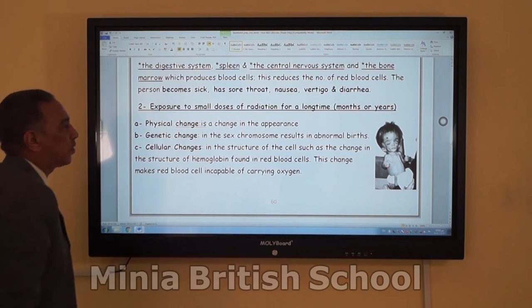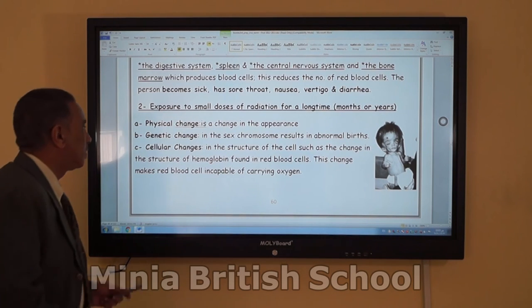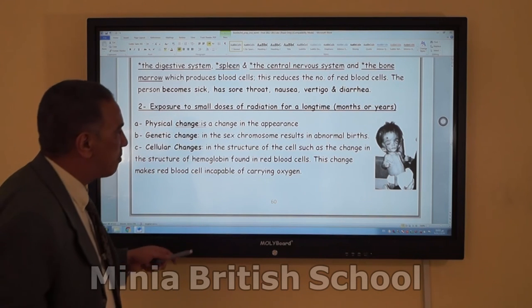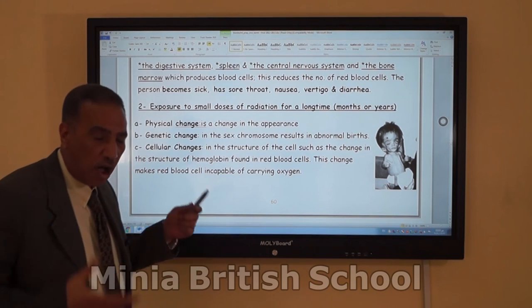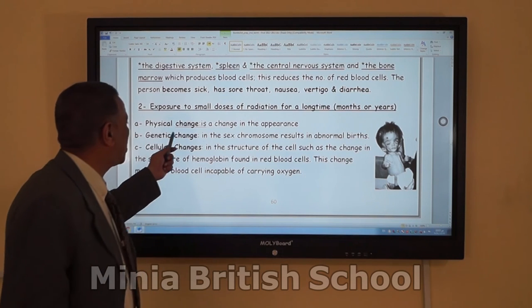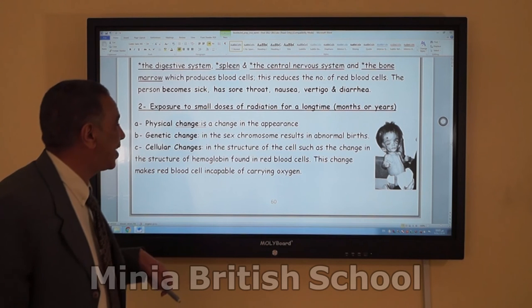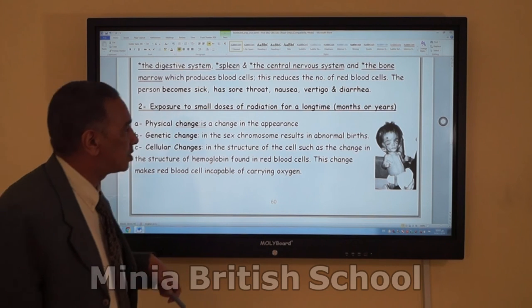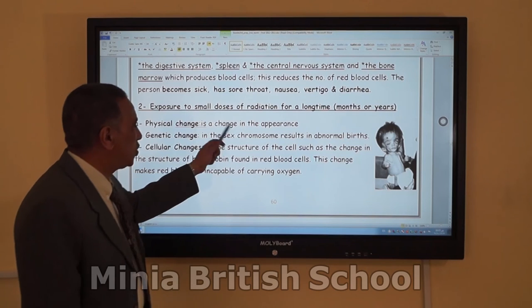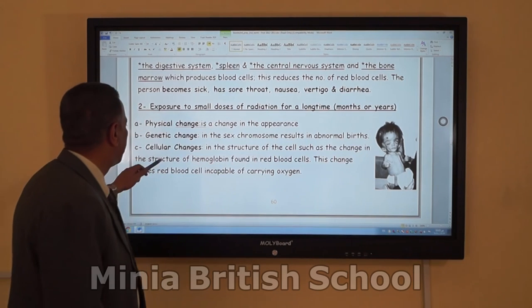What about small doses of radiation for a long time, months or years? There will be a physical change, any change in the appearance of the body from outside, and a genetic change, and the genetic change means change in the sex chromosome, which results in abnormal birth. If there is a change in the sex chromosome, this is what produces abnormal birth.